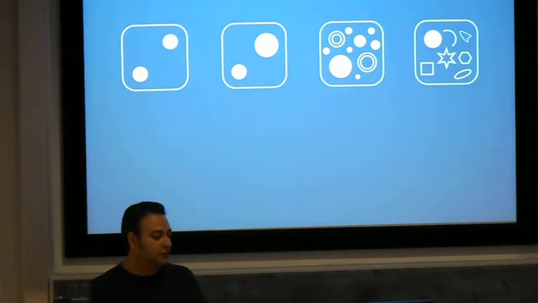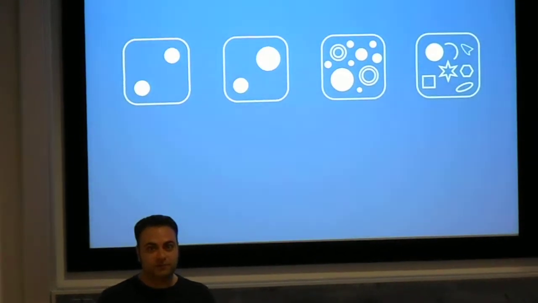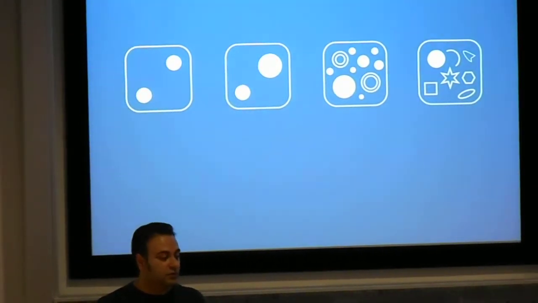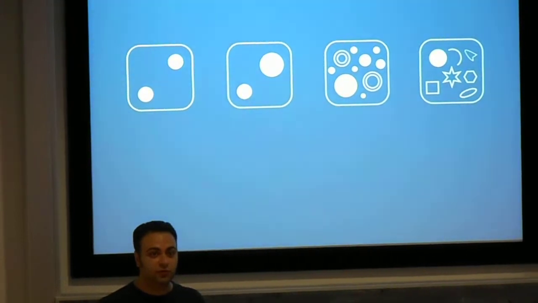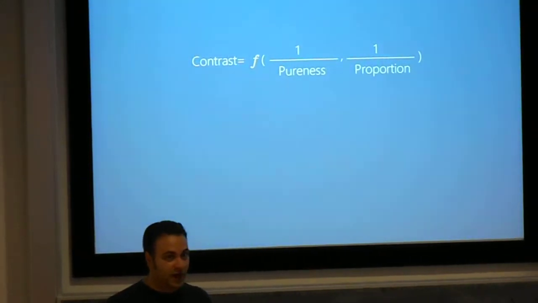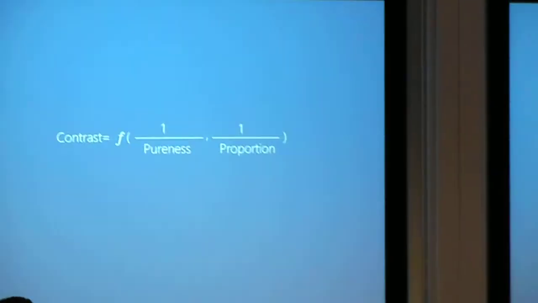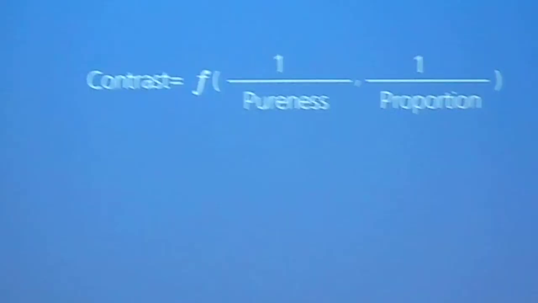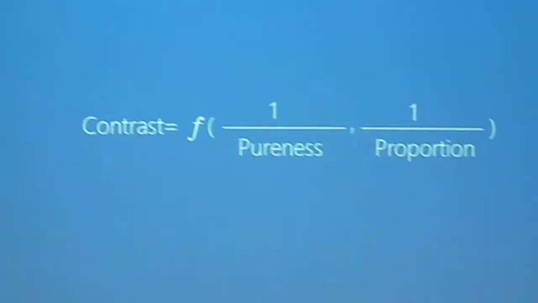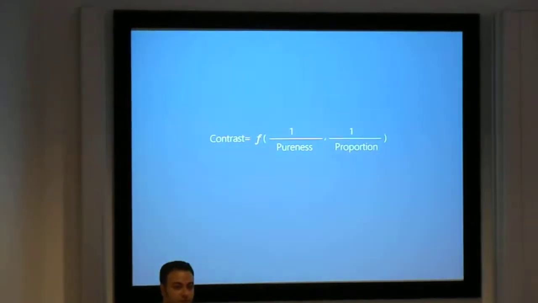The third one, the pureness is low, we have so many elements, but still the proportion is higher than the fourth one because every element is different. The fourth one, the contrast is very high because the proportion and pureness is low. So that shows that actually contrast has an inverse relationship with pureness and proportion. And the beautiful object has a balance between all these qualities. Right?